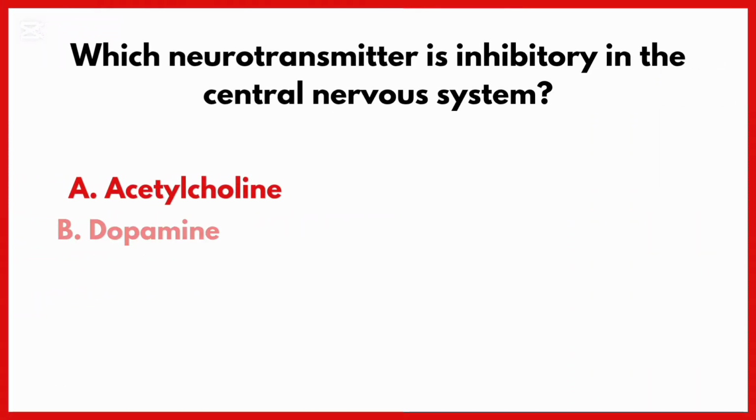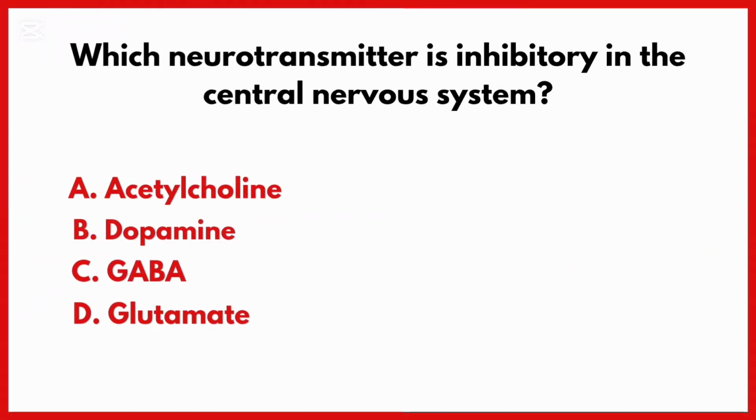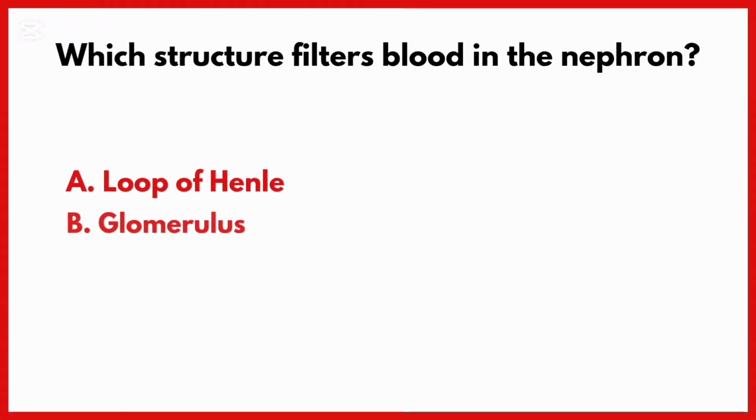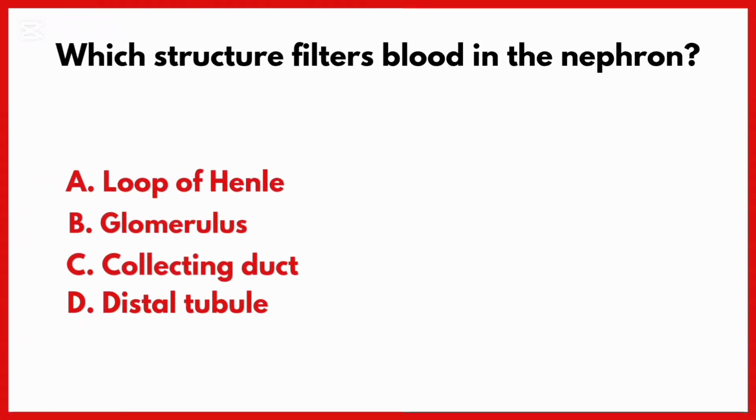Which neurotransmitter is inhibitory in the central nervous system? Correct answer is option C. Which structure filters blood in the nephron? Correct answer is option B, glomerulus.